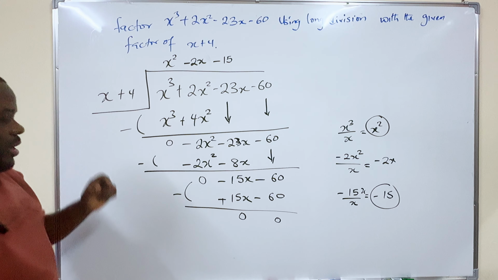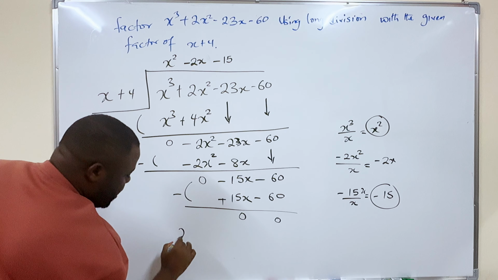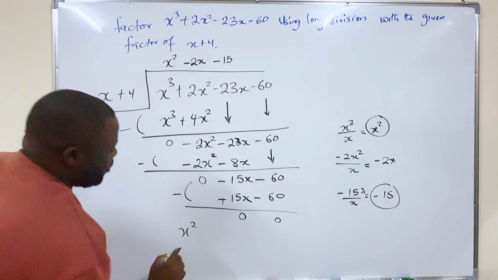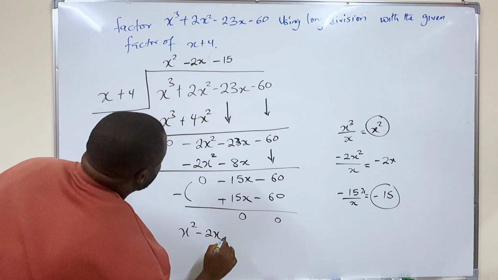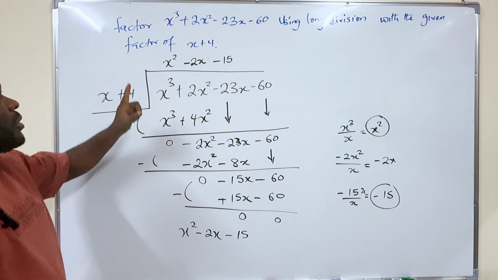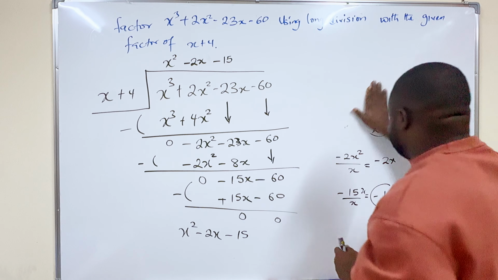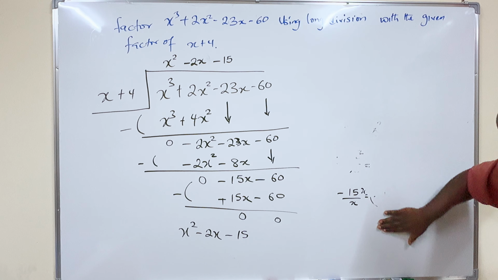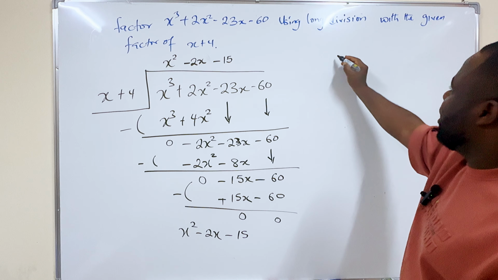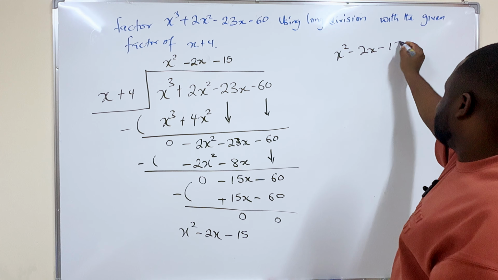So now our quotient here, not remainder, x squared, will now be negative 2x minus 15. But remember, we are finding the factors. So to find the factor, we say x squared minus 2x minus 15.